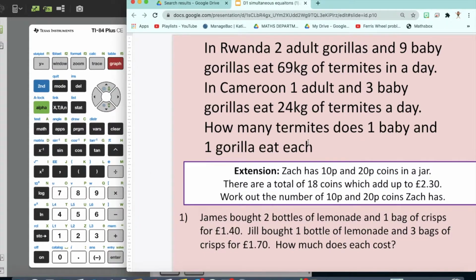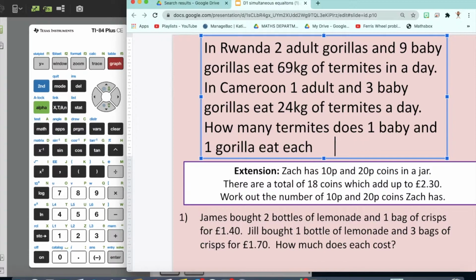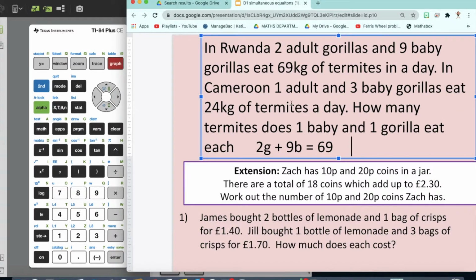So I'm going to talk you through this question. We're going to say something like 2 lots of adult gorillas plus 9 lots of baby gorillas equals 69. And then if we write something similar to that, we're going to write the second equation based on the second sentence. So we're going to have 1 adult gorilla plus 3 baby gorillas equals 24. And all you would do would be to solve this equation.